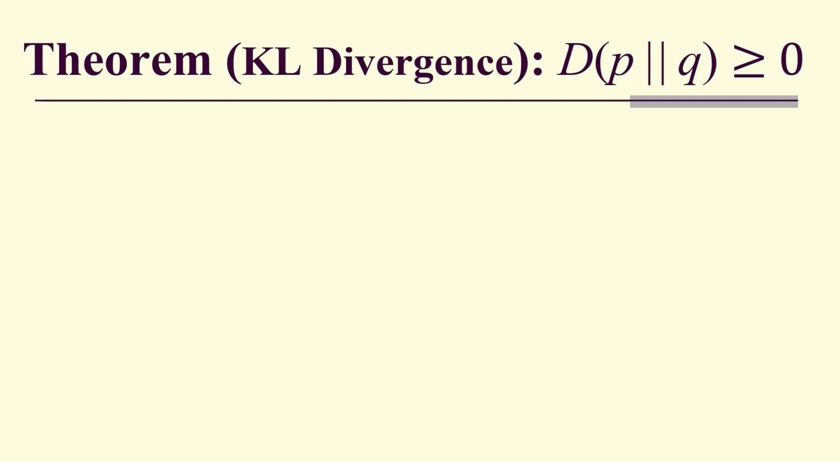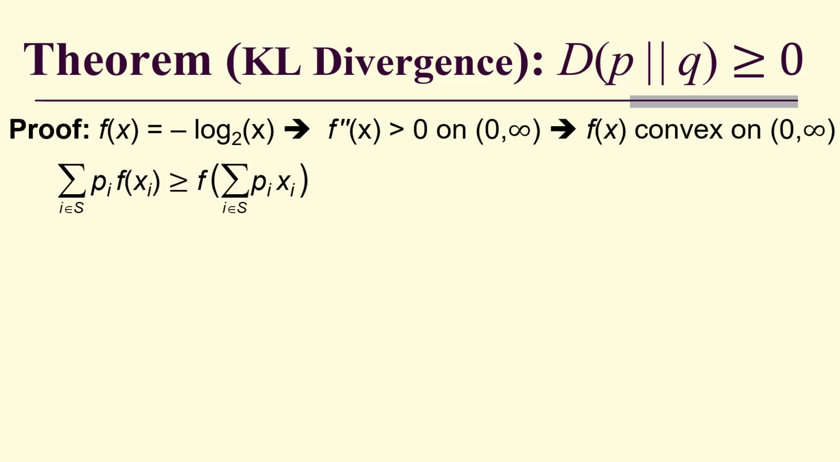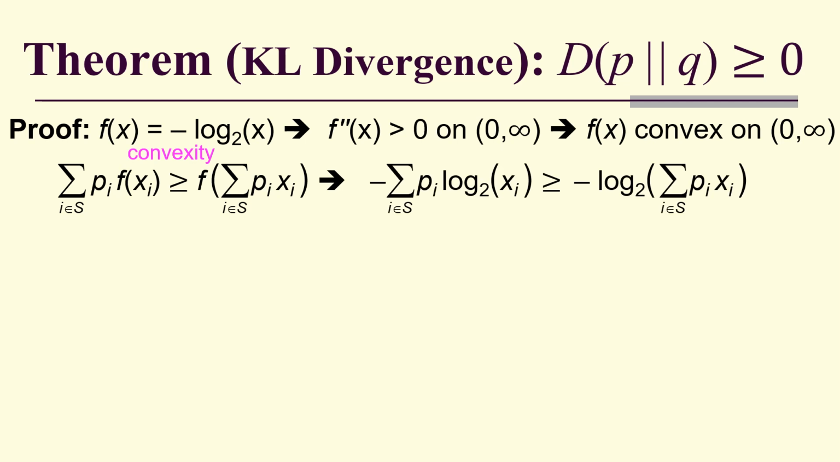So let's prove a theorem that the Kullback-Leibler divergence is non-negative. Well, if f of x is negative log base 2 of x, its second derivative is positive, and therefore f is convex. But if f is convex, then it has to satisfy this definition of a convex function. And that means we get this inequality where we have the sum on the outside, the negative of that is greater or equal to the negative of the log base 2 with the sum on the inside, or that's the argument of the log.